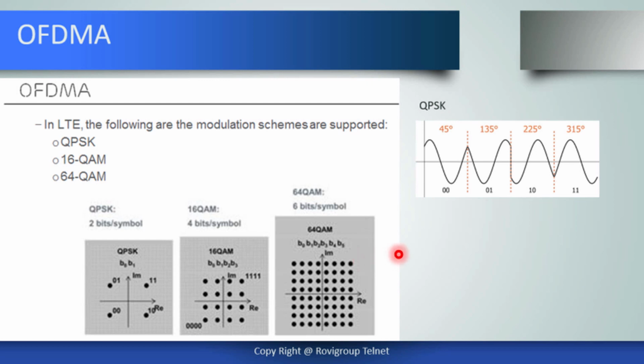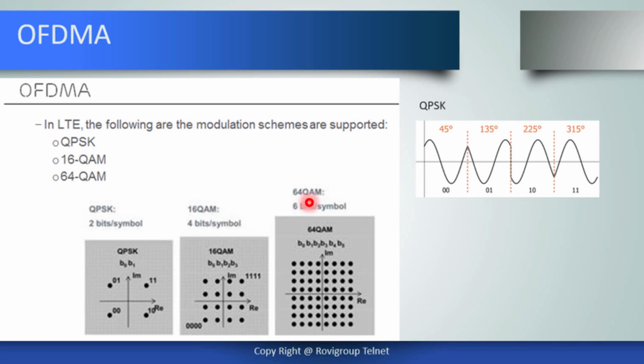So that's why if the user is very close to the site, there is less noise, then the user can easily use high modulation. When it goes far from the site, it can use 16-QAM. And when the radio conditions are not very good, it uses QPSK.